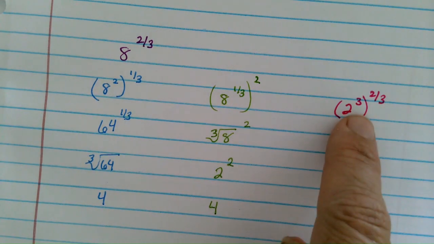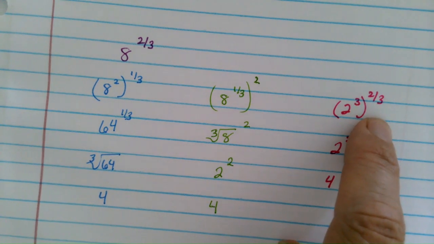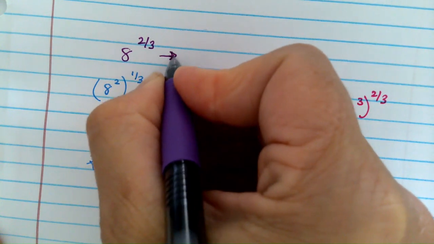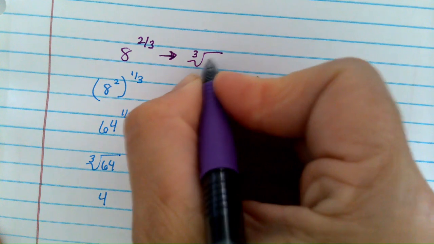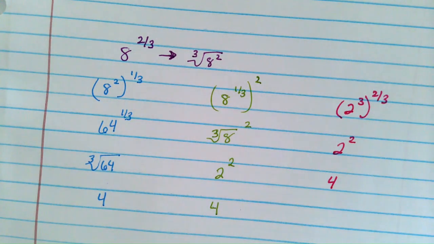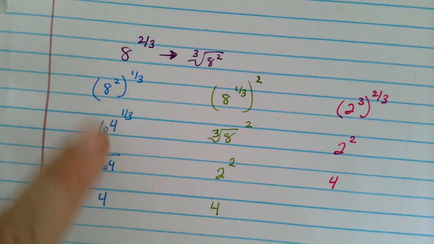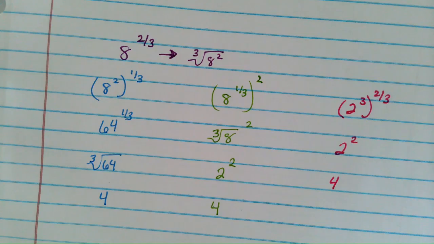Can you go ahead and switch to this way and use your exponent rules? Or do you need to think of it as the third root of 8 squared? You either do the third root of 8 first and then square it, or square it first and then do the third root. That's up to you.